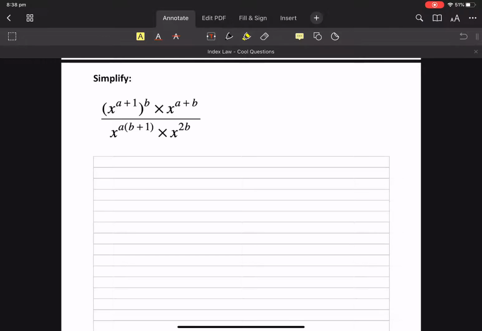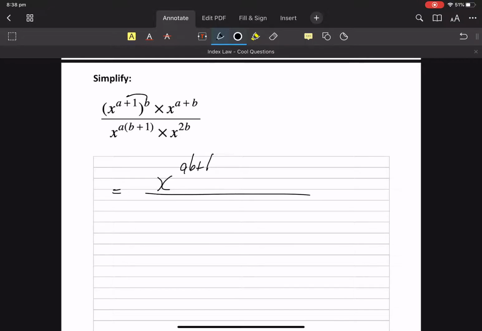Okay, let's expand that. So that's going to be x to the, we're going to multiply that, so it's going to be AB plus B multiplied by x to the A plus B. Let's expand this thing here. That's x going to be to the AB plus B times x to the 2B.